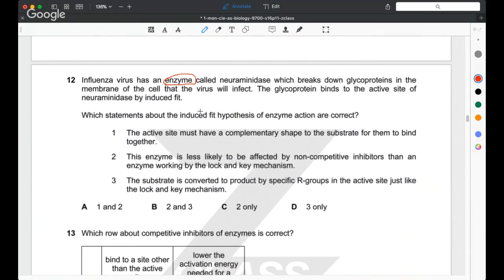Okay, so again, this is taking your knowledge of lock and key and induced fit theory into an enzyme that you're probably not familiar with. Doesn't really matter.